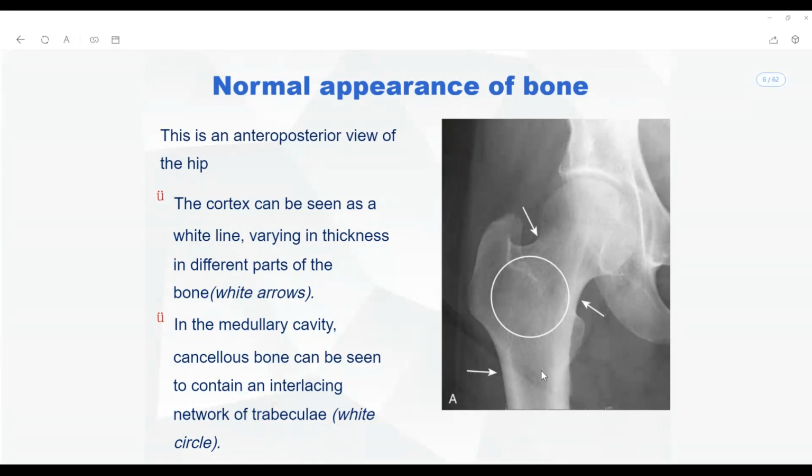And you have to understand that the cortex density may be different in different parts of the bone, whether you are going upwards, proximal, or going down, distal to the bones. Okay.